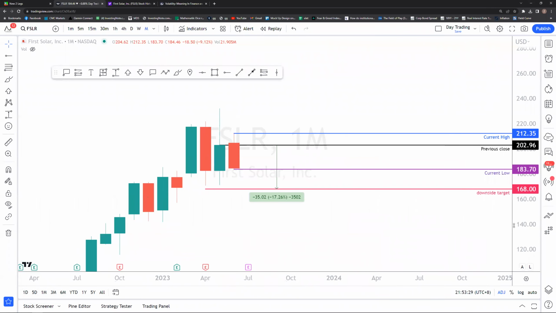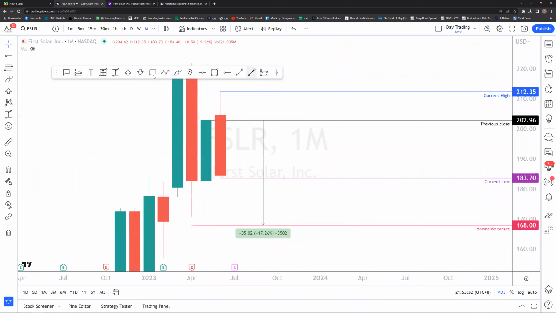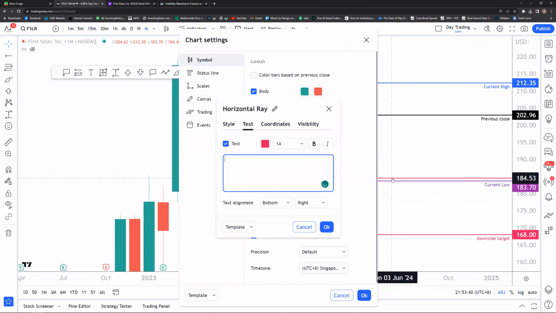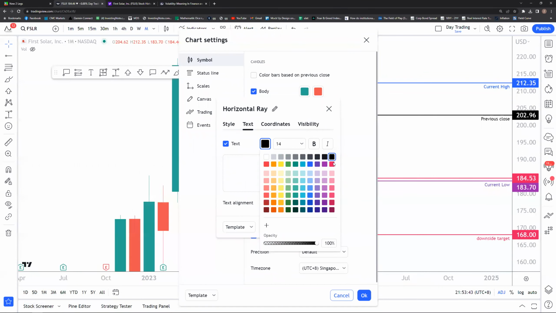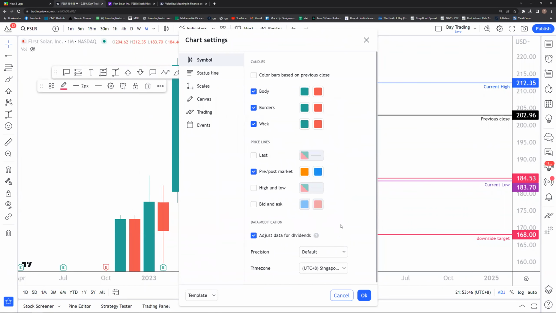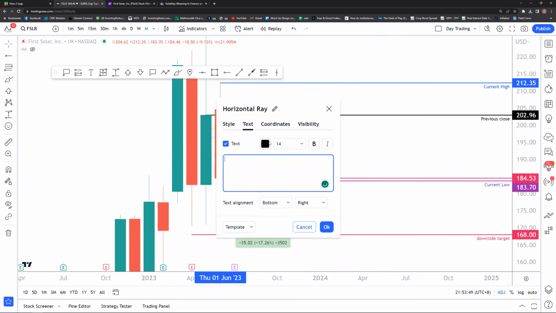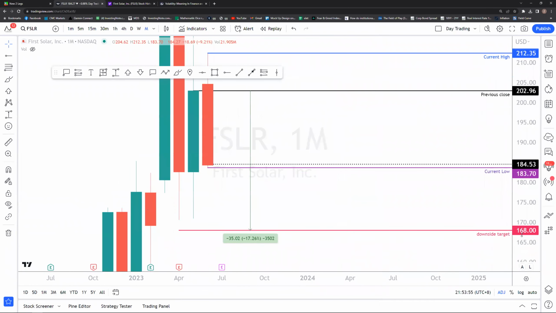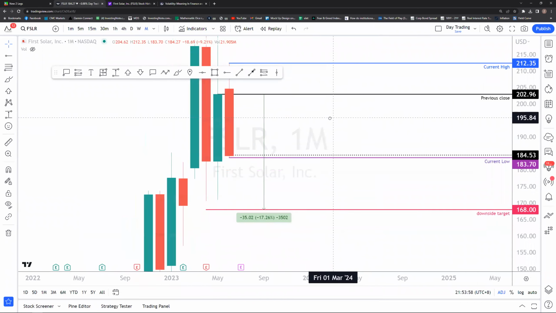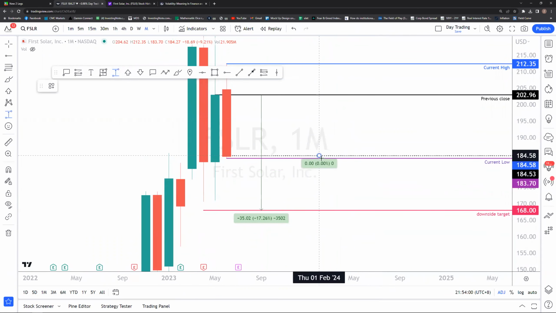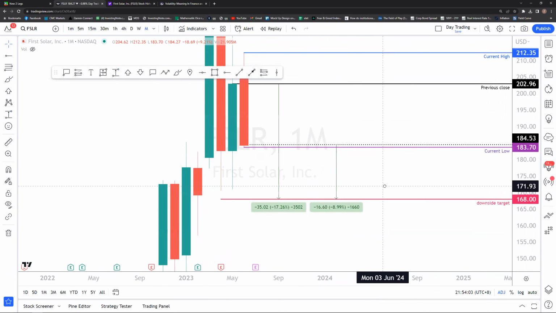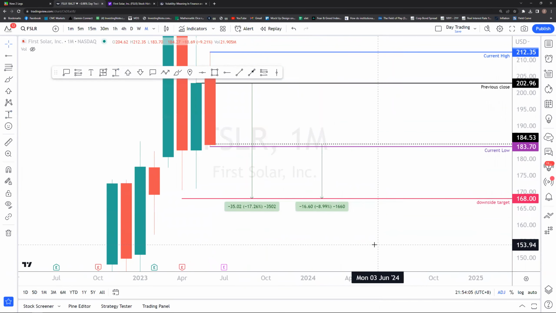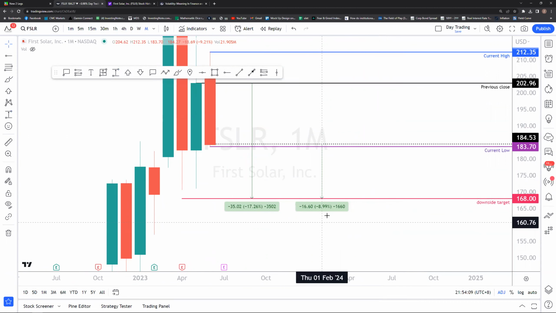But since the current price is here, I'm just going to pretend the current price is fixed now. So this is the current price. Now let's calculate from the current price to the stop loss. It is 9% down.